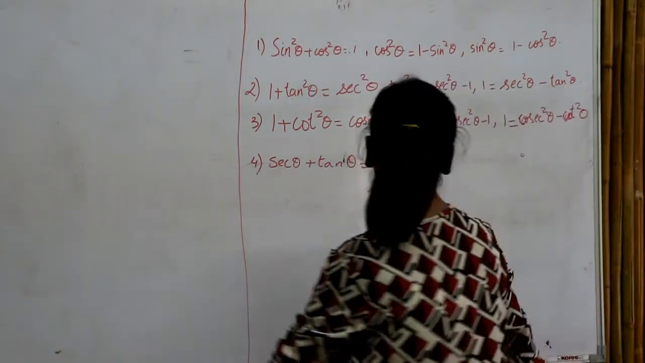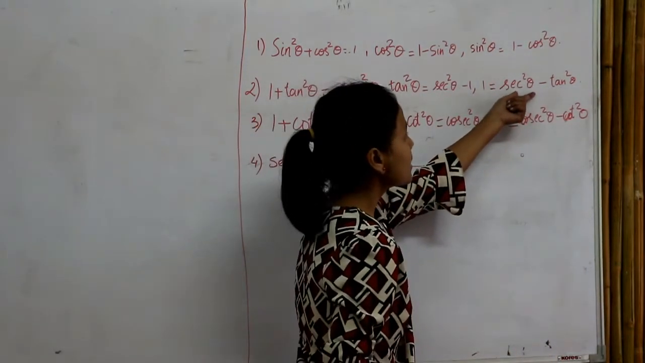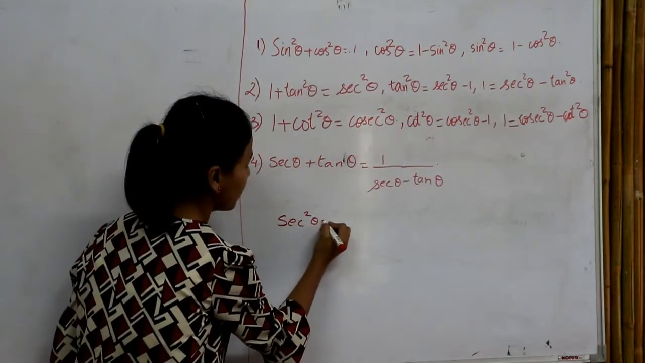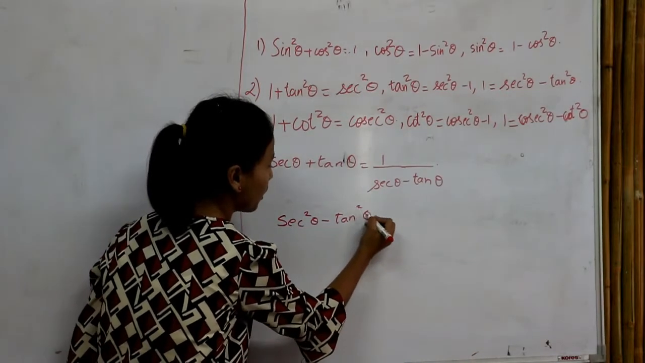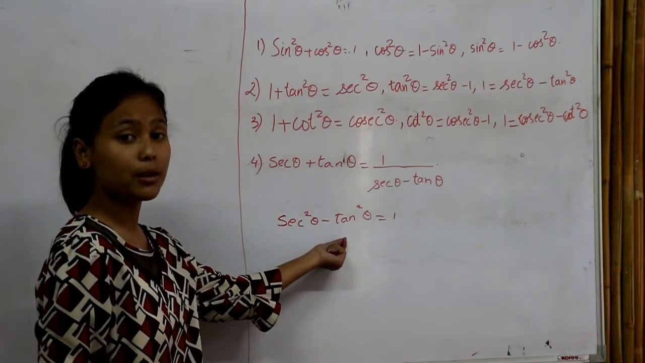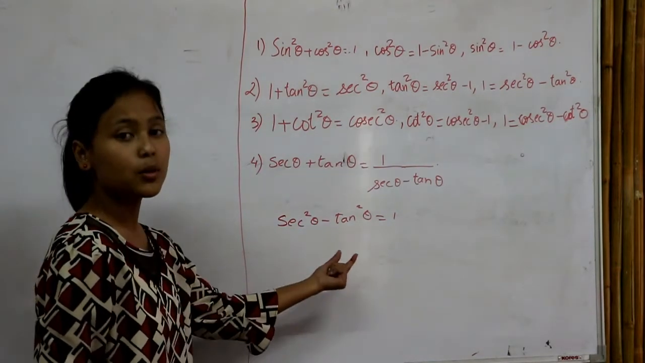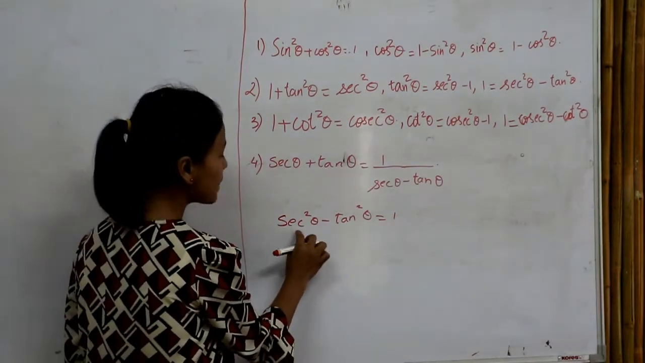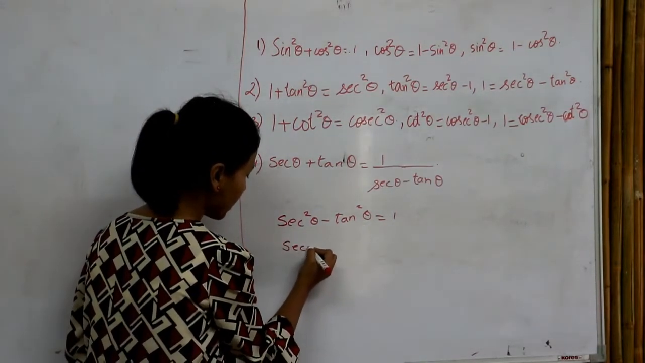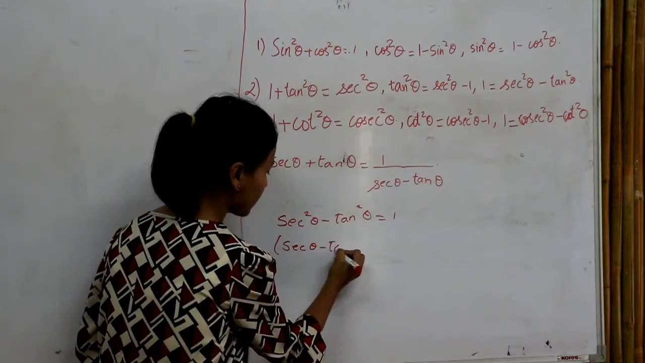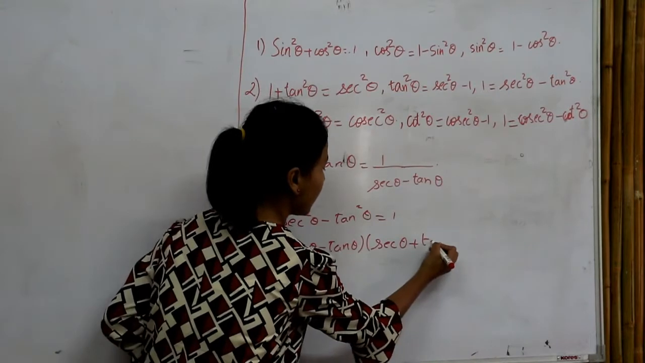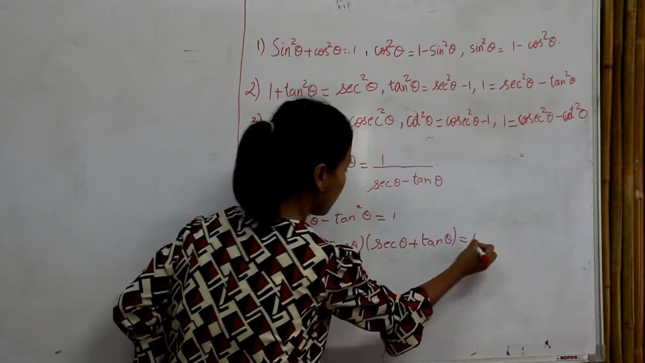Okay, now you see from here, sec square theta minus tan square theta is equal to 1. Alright, we know that a square minus b square can be written as a plus b into a minus b. So here a is sec theta, b is tan theta. So you can write sec theta minus tan theta into sec theta plus tan theta, which is equal to 1.